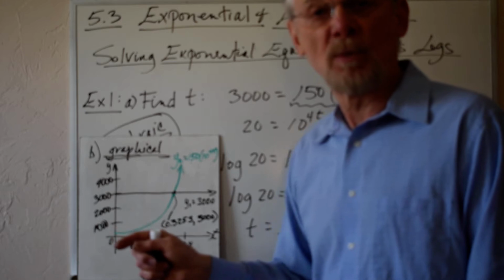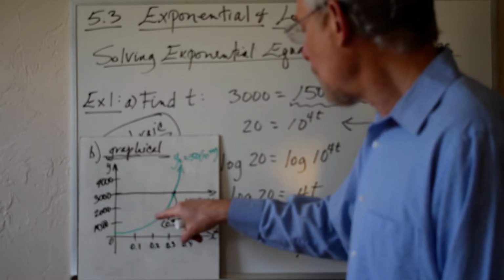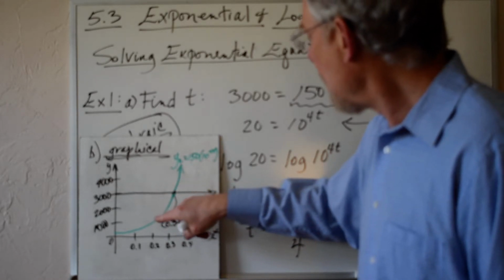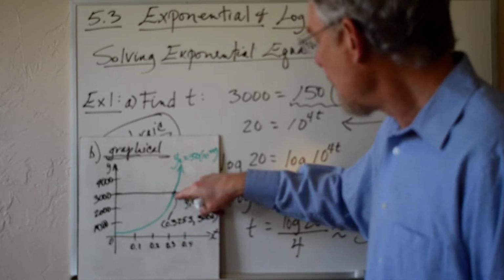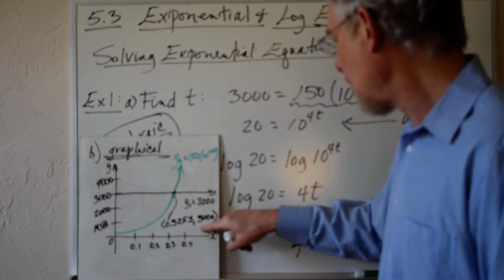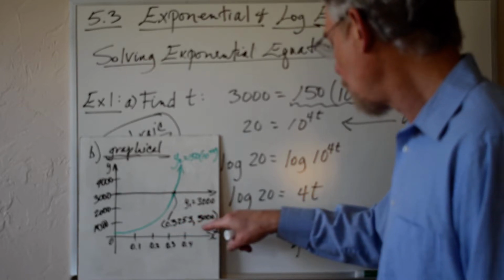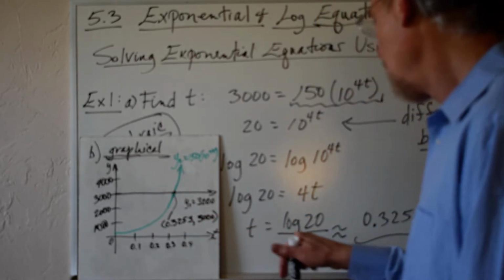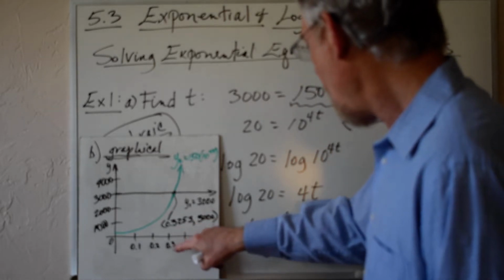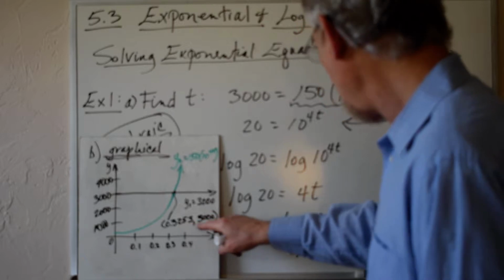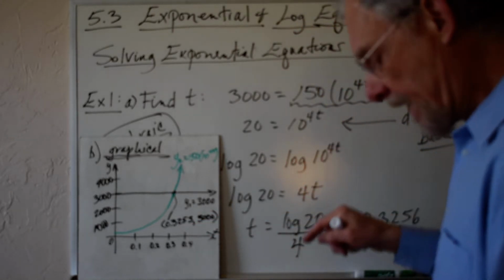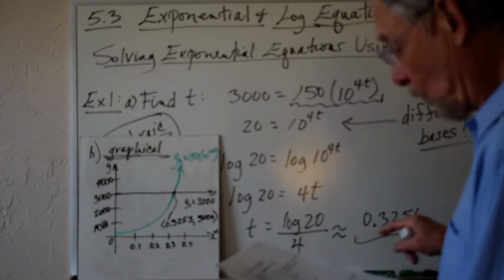If you're using the Desmos program, just click on either one of these two curves here, either the green one or the black one, and then you'll be able to trace along and see what the point of intersection is. And the point of intersection looks like this, 0.3253, 3,000. So that tells you that when t is equal to 0.3253, we get our result.